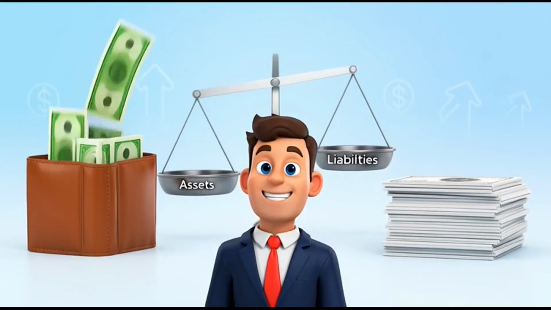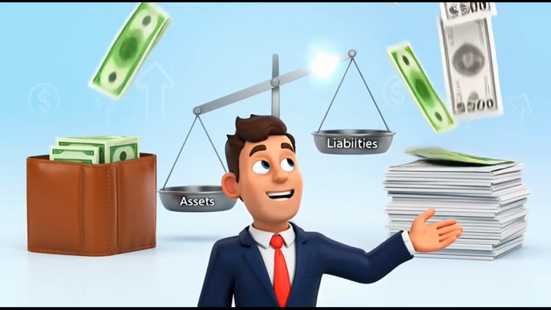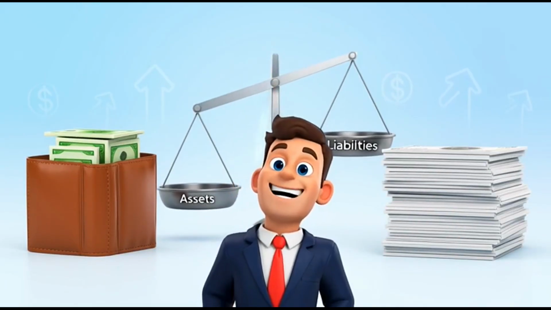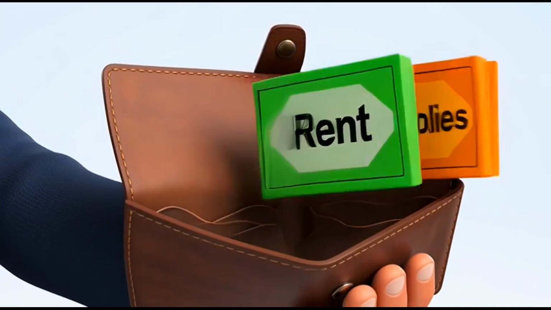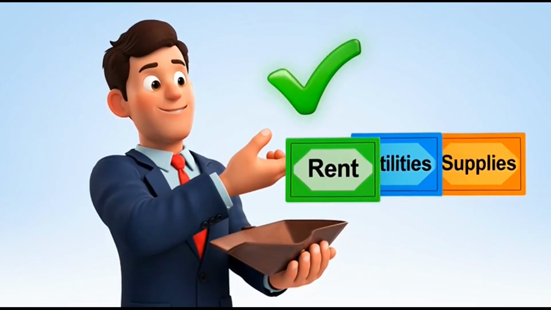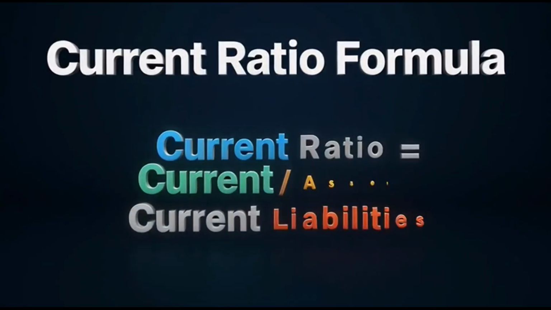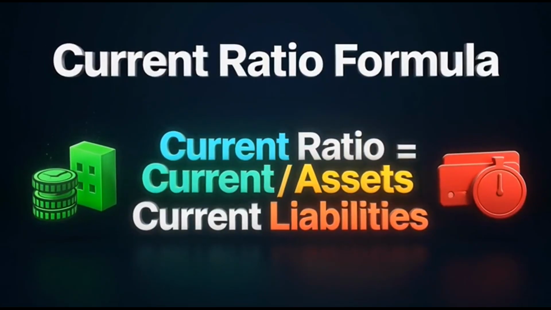This ratio measures a company's ability to pay its short-term obligations using its short-term assets. Think of it like checking if you have enough money in your wallet to cover this month's bills. The formula is current assets divided by current liabilities.